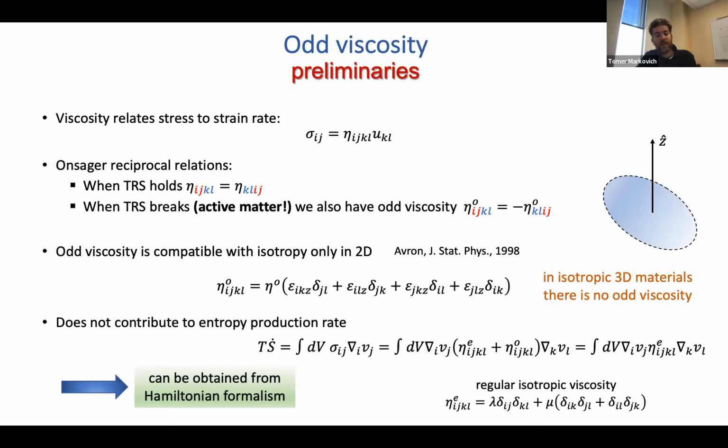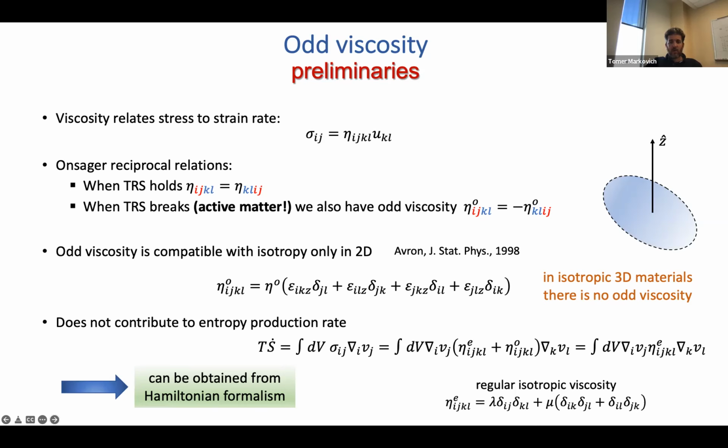Already, almost 25 years ago, Yossi Avron showed that odd viscosity is compatible with isotropy only in 2D. Z here is outside of the surface. So if I have a 2D material, I have only one odd viscosity coefficient like that, and this is how the odd viscosity tensor will look. You can verify that it's odd under interchange of ij and kl.